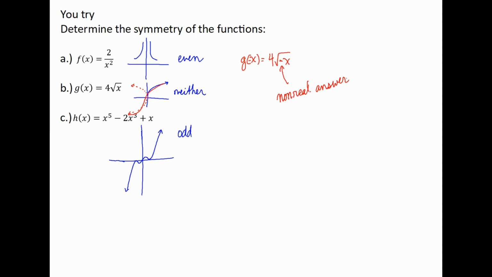And since there's nothing else included in our function, there's nothing else to simplify, which means this function doesn't simplify to say any of what we need it to say, either negative 4 square root of x or 4 square root of x. The exact same thing. So we're going to say, all right, this is neither even nor odd.